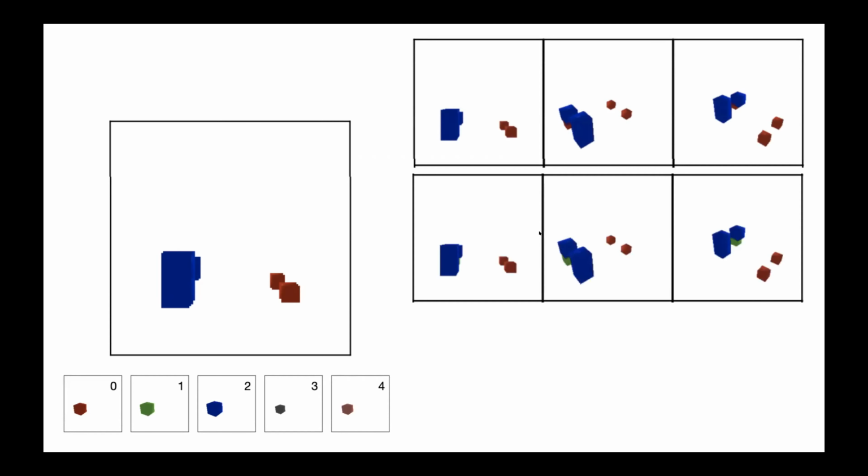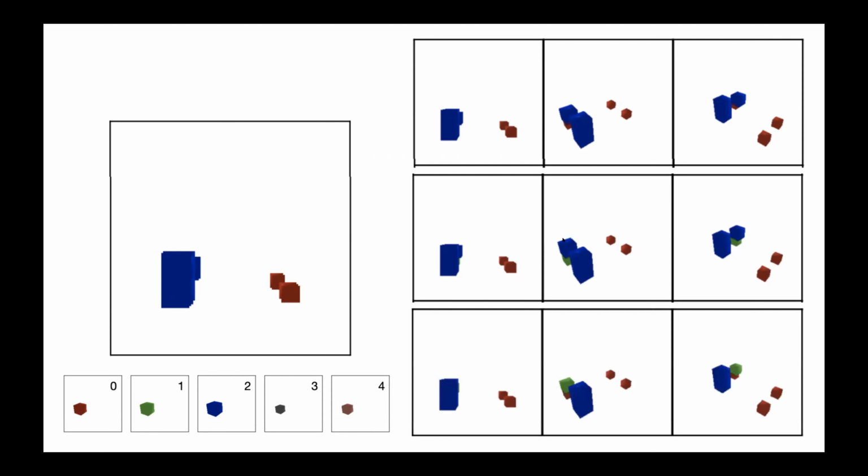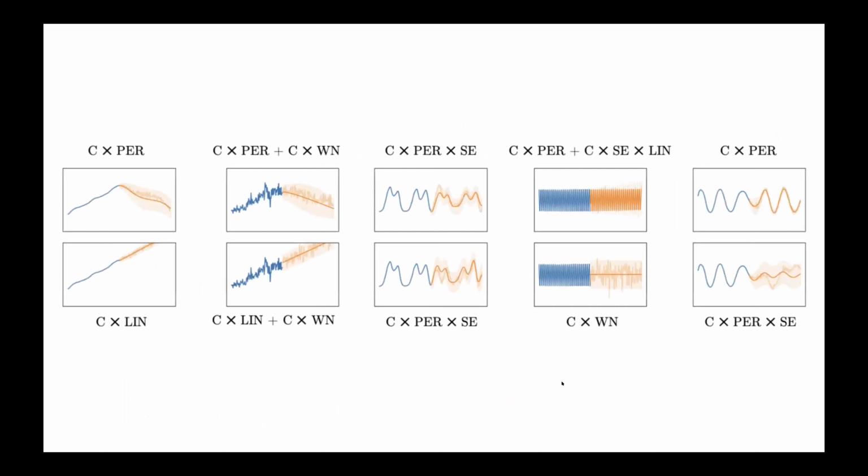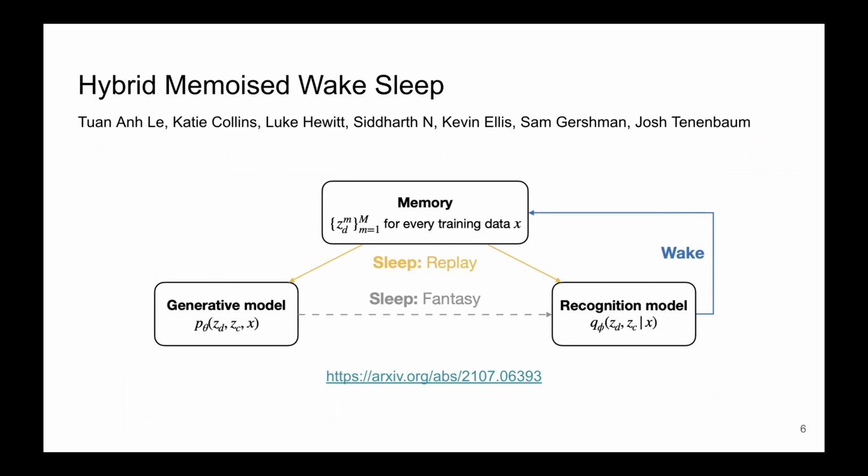There could be another explanation that at the bottom there is a green cube and on top there is a blue cube, or there could be a less likely explanation that the back stack consists of a red cube at the bottom and a green cube on the top. We also tried another domain, that is inferring compositional kernels on time series. And yeah, that's all.